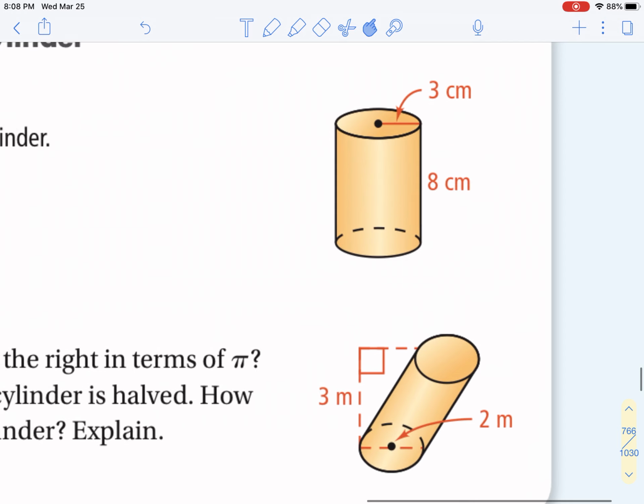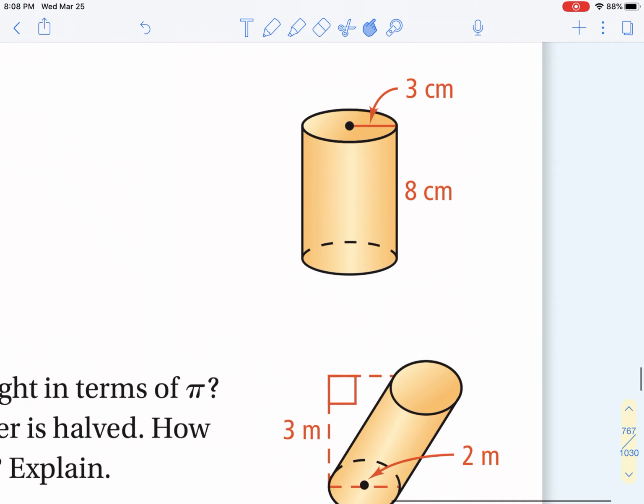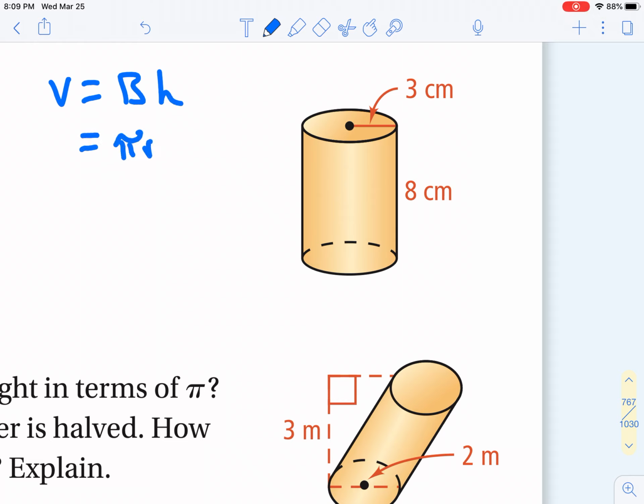Let's find the volume of this guy. So we'll just keep it super simple. First of all, what do we do? First thing is, write the equation. So volume equals the big base times the height. If you wanted to write pi r squared first, I'm totally cool with that. So pi r squared for the base times the height.